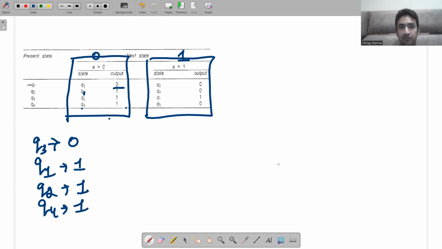This is the output of transition with 0 input, and now I'm checking the Q2 output, which is 0. Q2 output you have already written as 1, so you have got 0 over here. Q4 output was written as 1, and now it has the output of 0. Q1 output is 1, clearly written over here, and Q3 output is clearly written over here as 0.